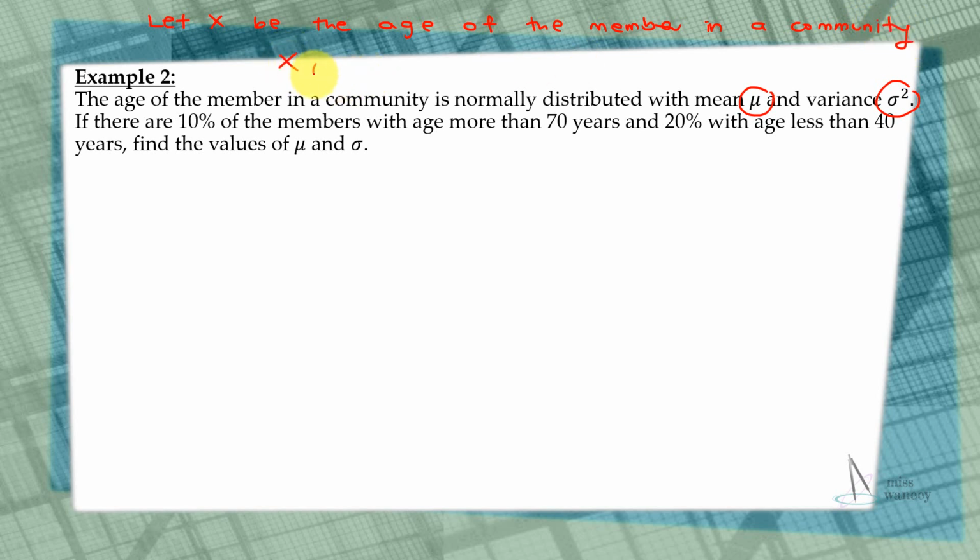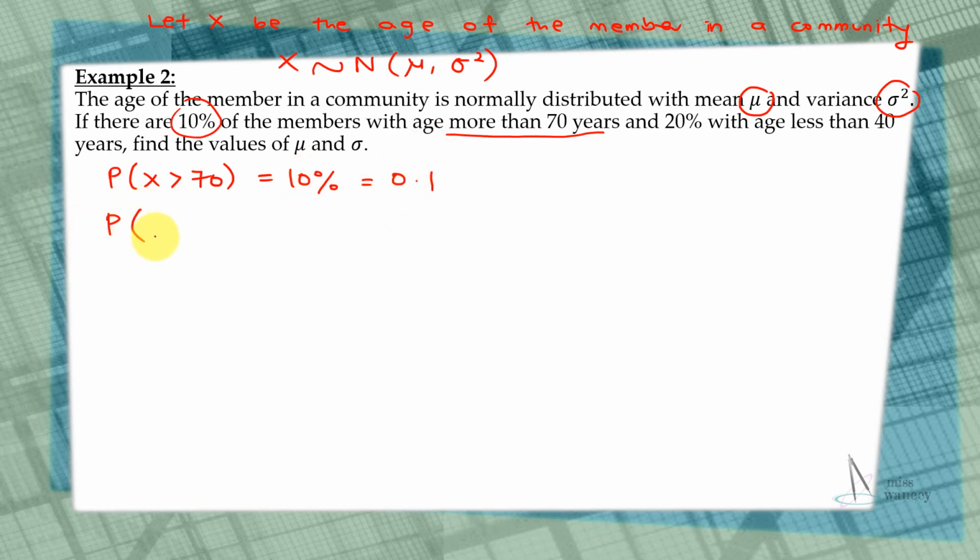Therefore, x is normally distributed with mean mu, and we don't know the variance, so sigma squared. If there are 10% of the members with age more than 70 years, then the probability for x greater than 70 is equal to 10%, or you can simply change this to 0.1. So 10% is 10 over 100, that is why we get 0.1.